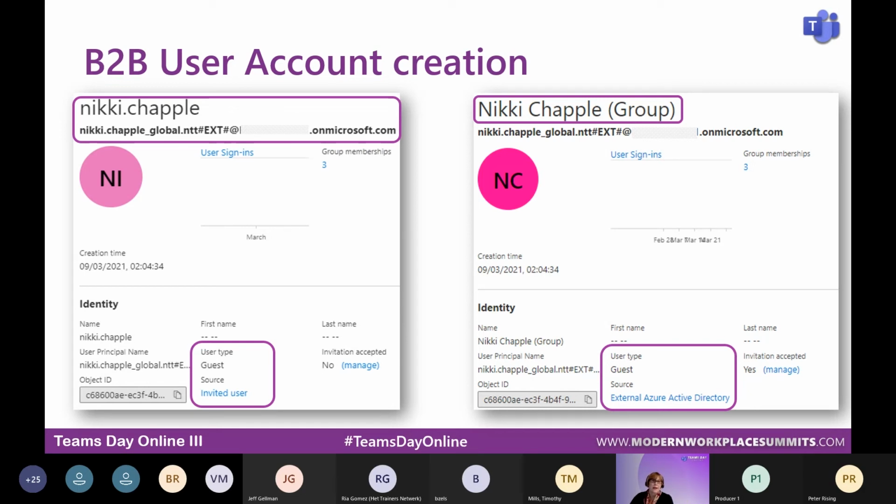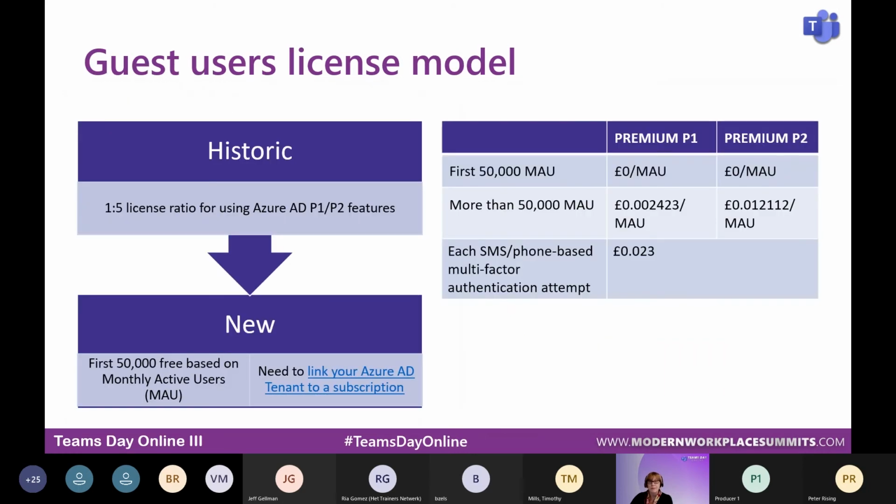Once the account is redeemed and somebody signs into Teams, the status is updated and the source will be updated to say how they joined. In this case, it was an external Azure Active Directory, or it could be Google, or it could be Microsoft. So you can see their source there. So you can actually see and manage your guest users within Azure AD.